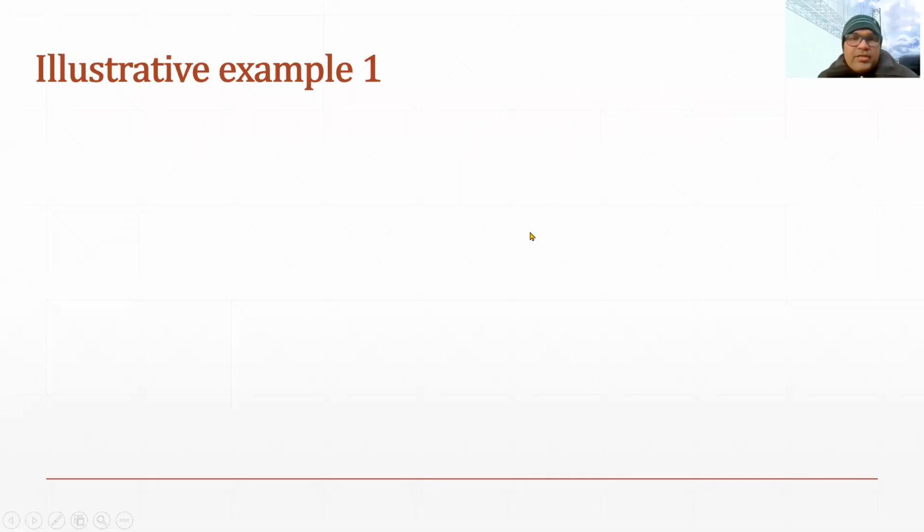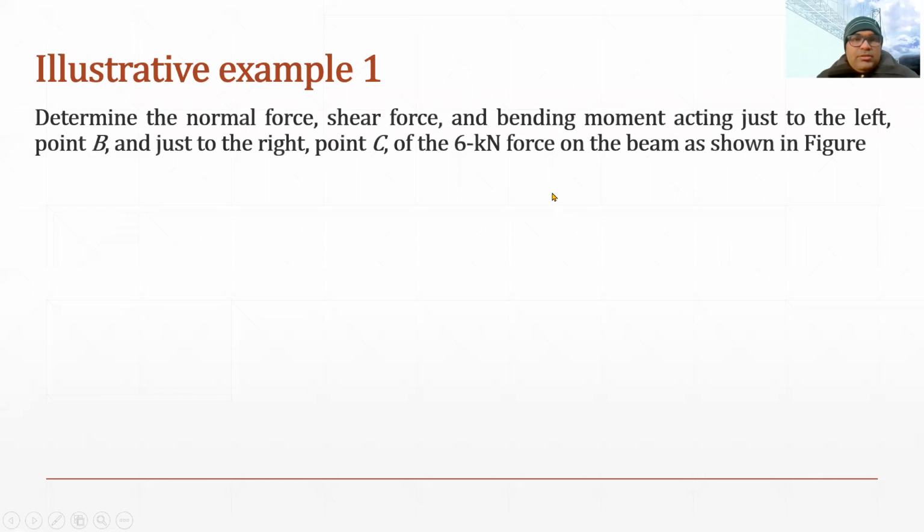Hello, welcome back. So in this part, we are going to solve an example to understand the concept of internal loading, how we are going to calculate it. So in this example, it says determine the normal force, shear force and bending moment acting just to the left of point B and just to the right of point C of the 6 kilonewton force on the beam as shown in the figure. So now I will show you the figure.